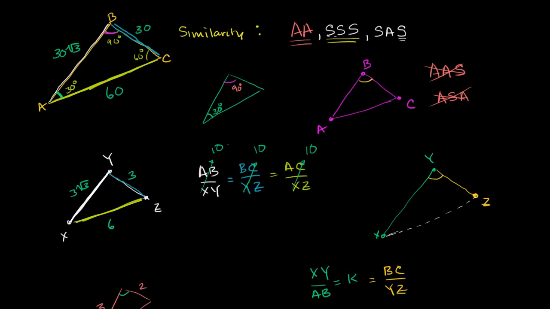And I want to remind you, side, side, side, this is different than the side, side, side for congruence. We're talking about the ratio between corresponding sides. We're not saying that they're actually congruent. And here, side, angle, side, it's different than the side, angle, side for congruence. It's kind of related, but we're talking about the ratio between the sides, not the actual measures.